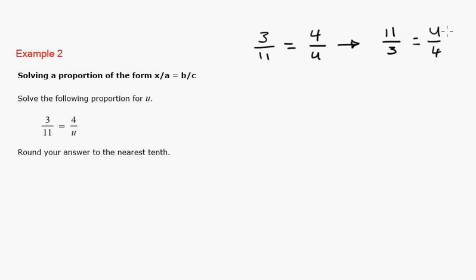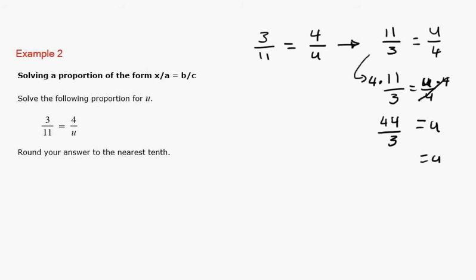Now just bust the fraction. That's going to become 11 over 3 equals u over 4, and I'm going to multiply both sides by 4. That's a u, that's a 4. So, bam, I get u equals 4 times 11, which is 44, divided by 3.